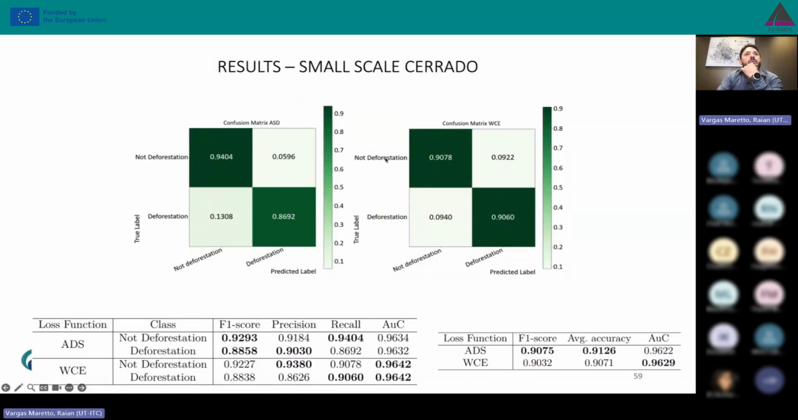So when we transferred that to the Cerrado, which is a much more complex area to map the deforestation, the suppression of natural vegetation, we still managed to keep accuracies around 92% for the not deforestation area and around 88 to 90% for the deforestation class. And also, having a higher precision than the recall shows that we are actually having more false negatives than false positives, which for deforestation detection is quite important.